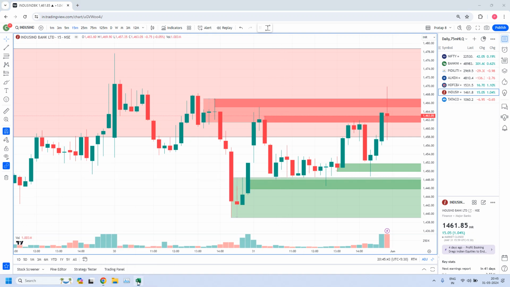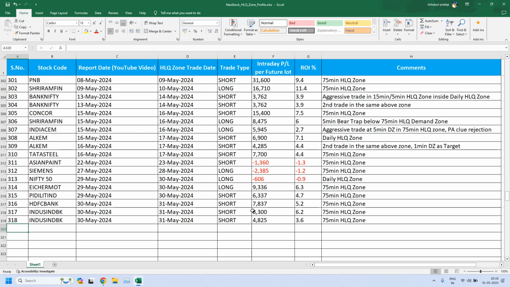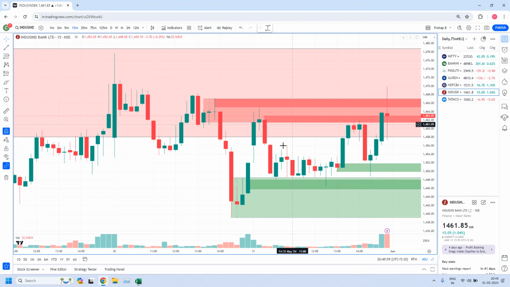This is the way. IndusInd Bank has given 8,300 rupees profit, which is 6.2% return on the investment. That means we have achieved our average intraday ROI. We have achieved 6.2% ROI. So it's an excellent trade, no doubt in that. Everything is perfect here. Now some of you may ask me a question.